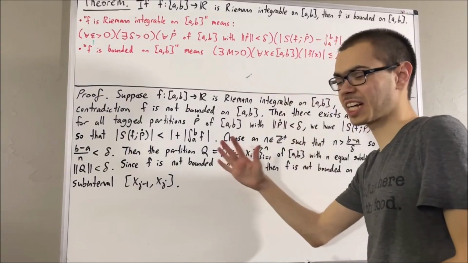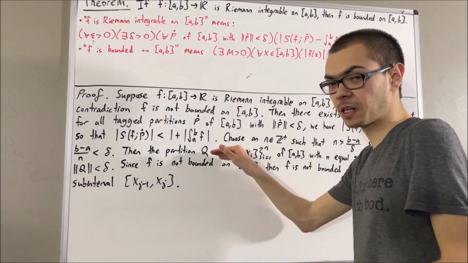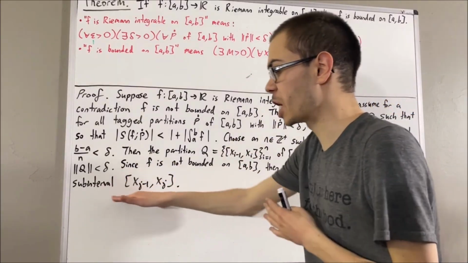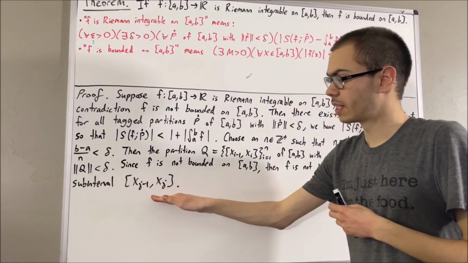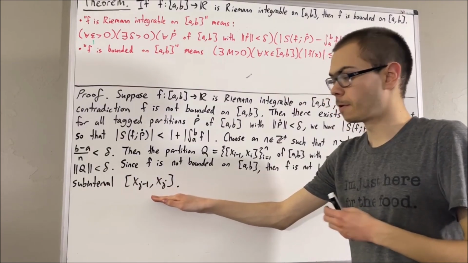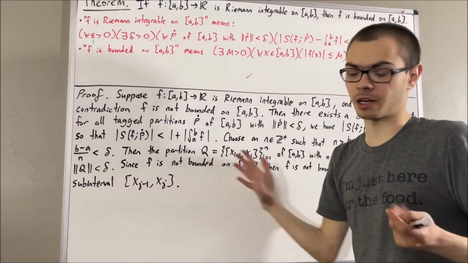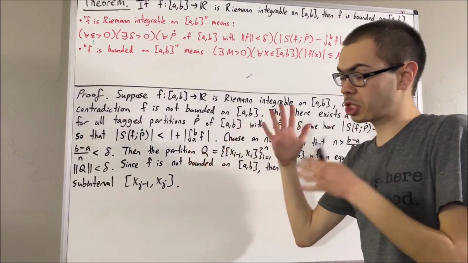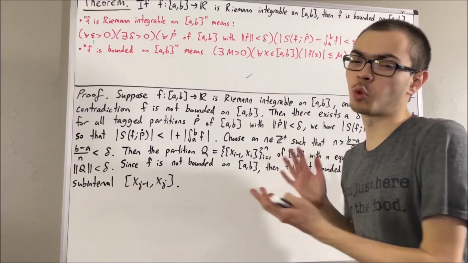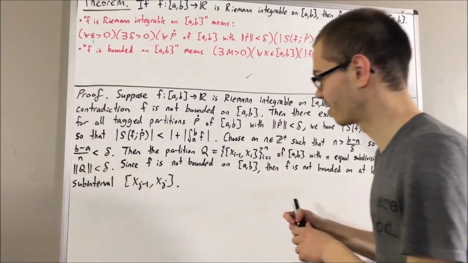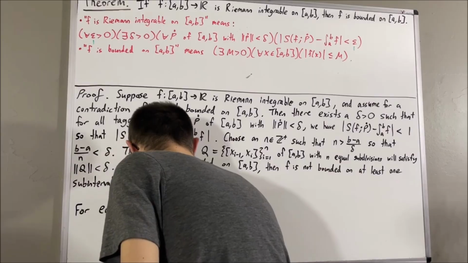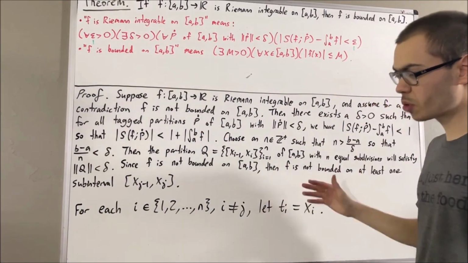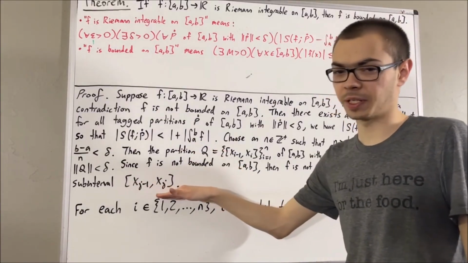Now to choose tags for our partition Q. Turns out it's only going to matter the tag that we choose for the jth subinterval. And for all the other subintervals, it's not going to matter. So for all the other subintervals, we're just going to choose the tags to be the right endpoints of those subintervals.